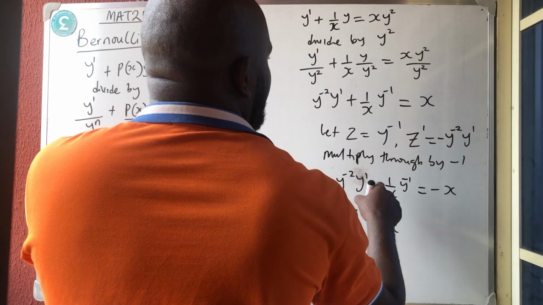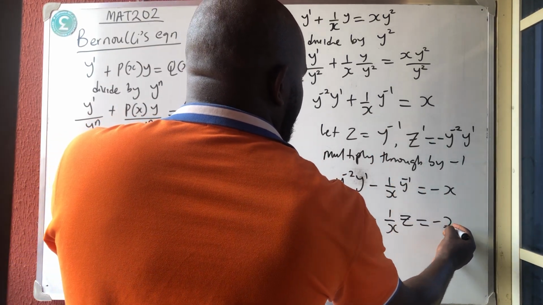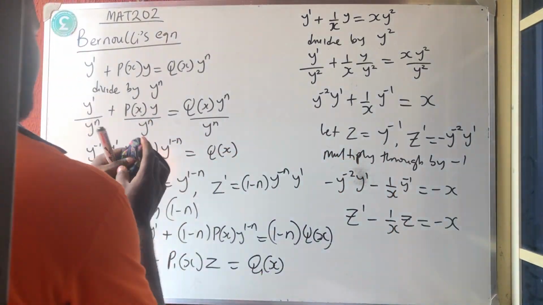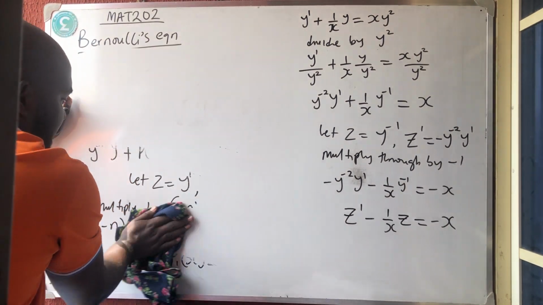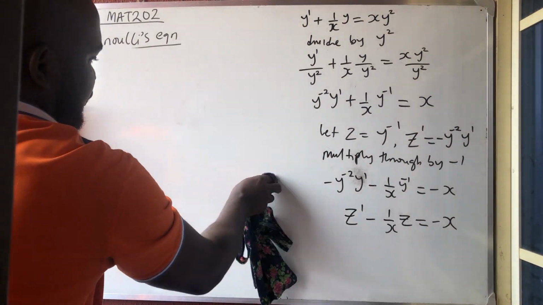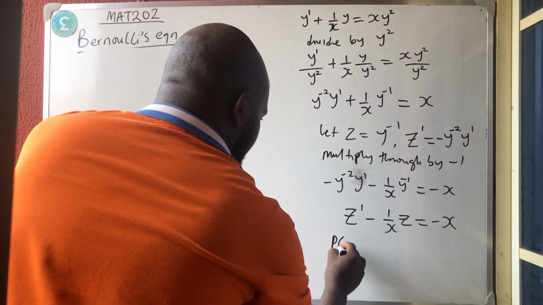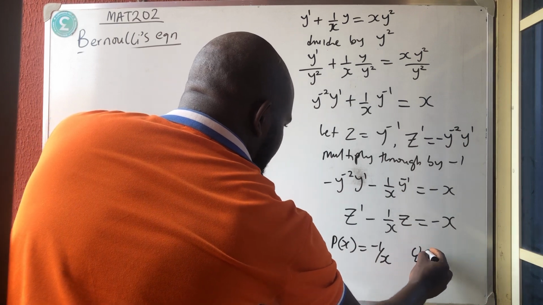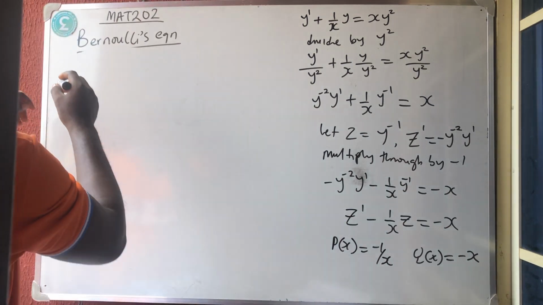So this is minus 1. So this one means z is equal to what? Minus x. So if you look at this now, this is now a linear equation. So how do we now solve a linear equation? What is your p of x? Your p of x is equal to minus 1 over x, while your q of x is equal to minus x. So get your integrating factor.